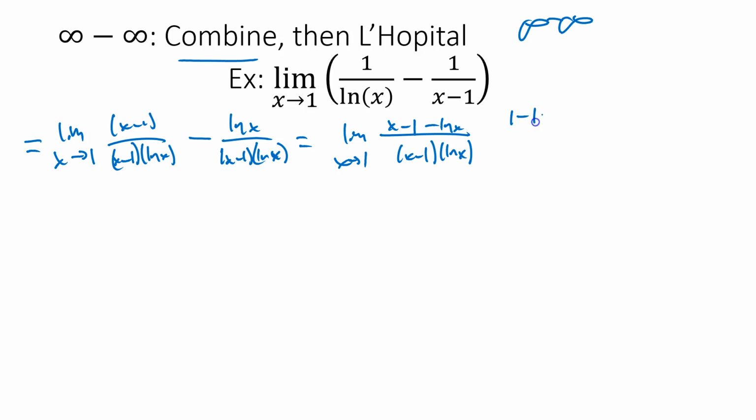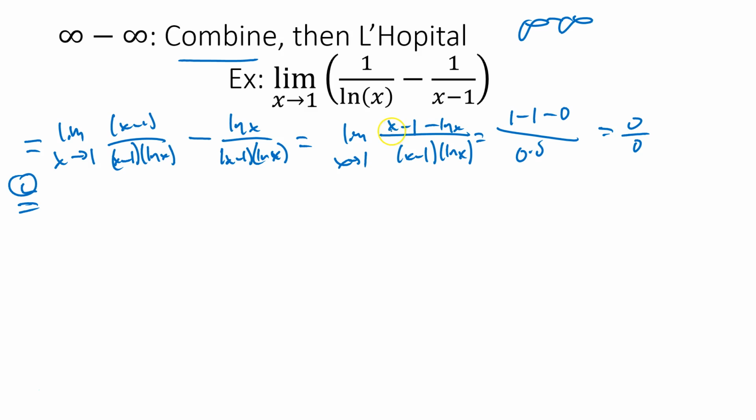On the top, I have 1 minus 0, because natural log of 1 is 0. On the bottom, I have 0 times 0. That's 0 over 0. Hey, that's one of our indeterminate forms we can use L'Hopital on. So here's our L'Hopital's rule.